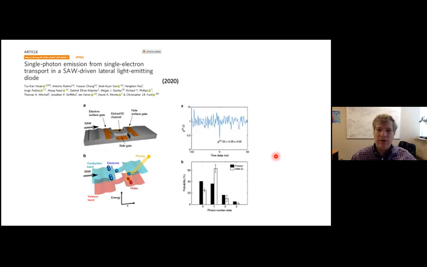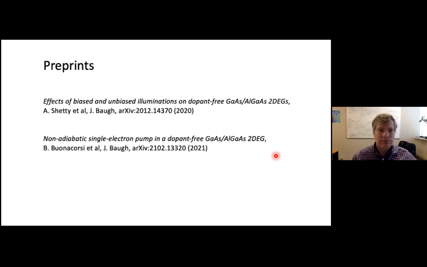And so we're working on the pump-based device, and hopefully we can have results to show on that soon. And here are a couple of preprints on undoped 2DAGs and the single electron pump, just in case anyone is interested in further details.